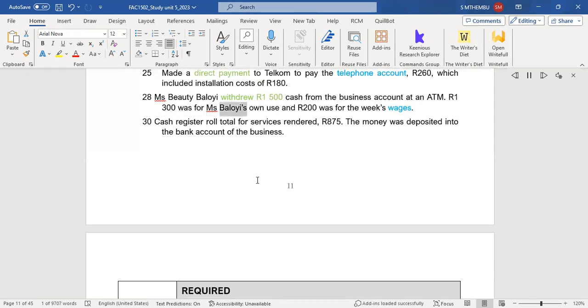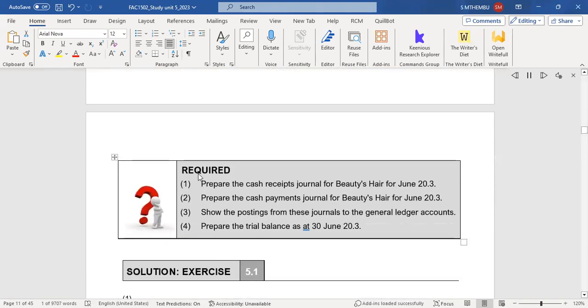R1,300 was for Ms. Beloy's own use, and R200 was for the week's wages. 30, cash register roll total for services rendered, R875. The money was deposited into the bank account of the business.